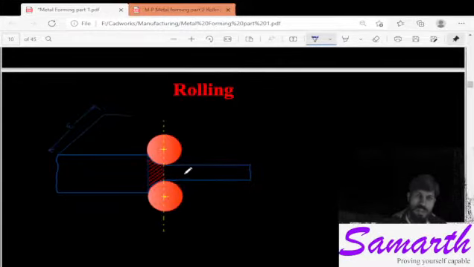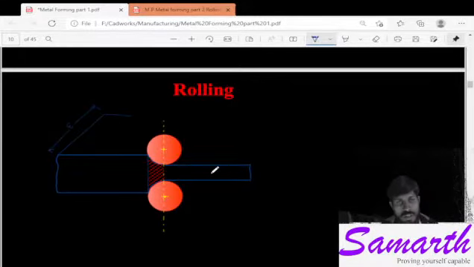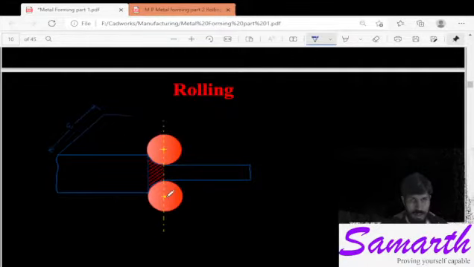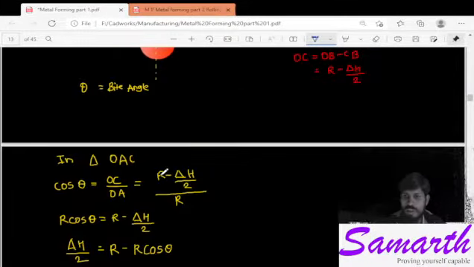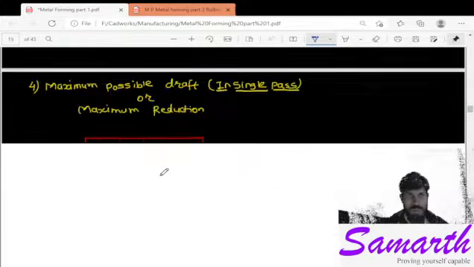You can do rolling in both ways, not only by keeping the width constant. If you want to keep the same width, then you have to provide two more rollers, let us say in this axis. This is the axis of horizontal rollers. Then vertical rollers should be kept at both the ends of the plate, and what will they do? They will resist the increase in the width. Here I have drawn that figure.